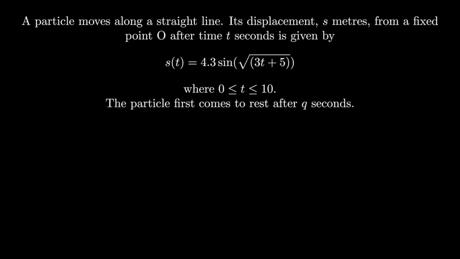Question 4 tells us that a particle moves along a straight line. Its displacement s meters from a fixed point O after time t seconds is given by s of t is equal to 4.3 sine of the square root of 3t plus 5, where t is between 0 and 10 seconds, that the particle comes to rest after q seconds, and we need to find the value of q.